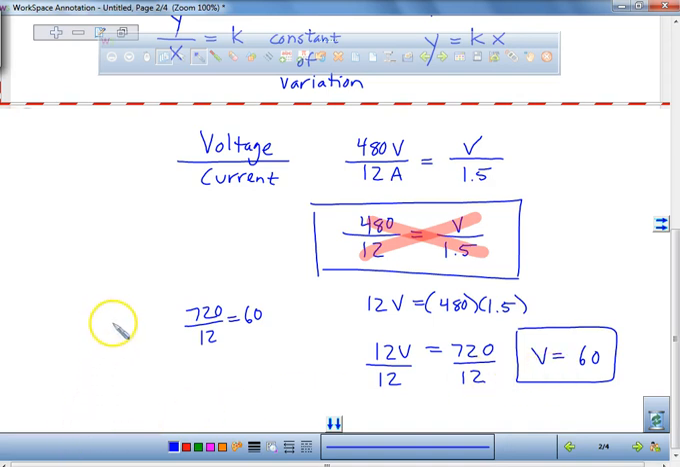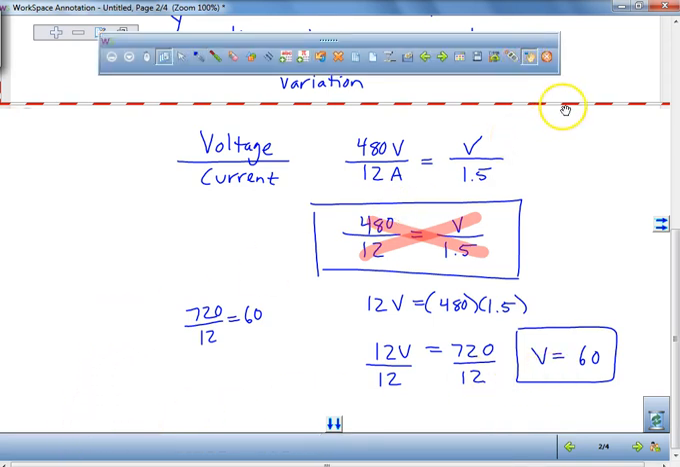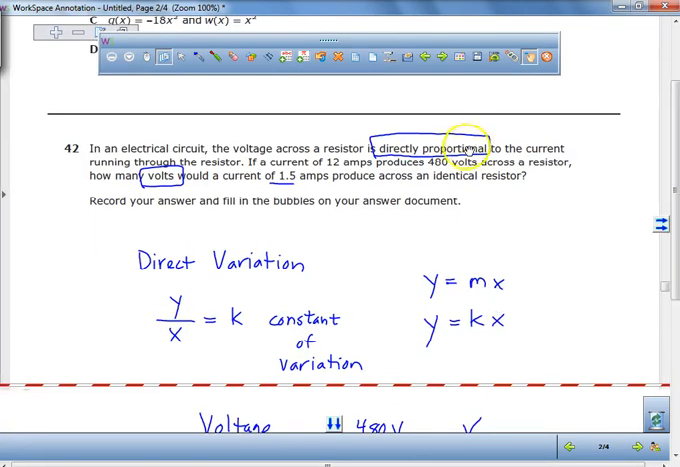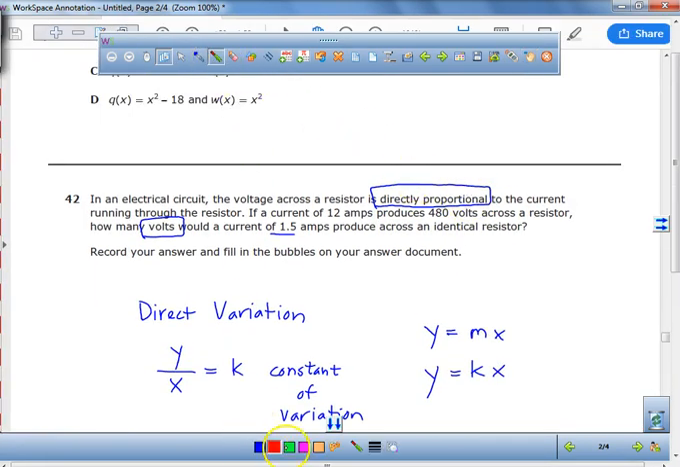Okay? That's it. Basically, this is a direct variation. How do you know it's a direct variation problem? How do you know it's a proportion problem? It tells you. This is what I need you guys to highlight, underline, something. Whenever it says something is directly proportional, what are you going to set up? You're going to set up a proportion.